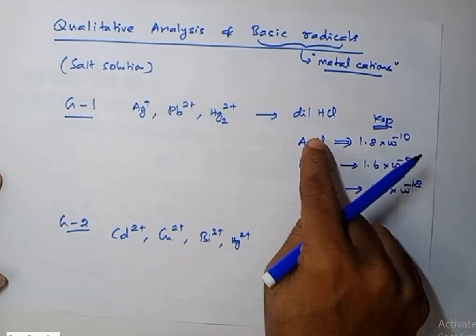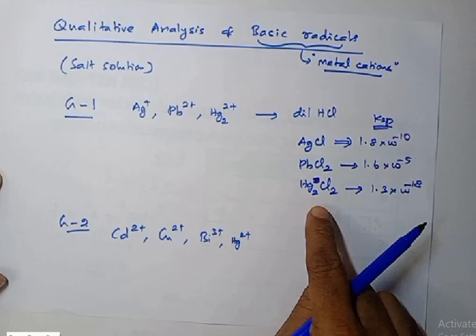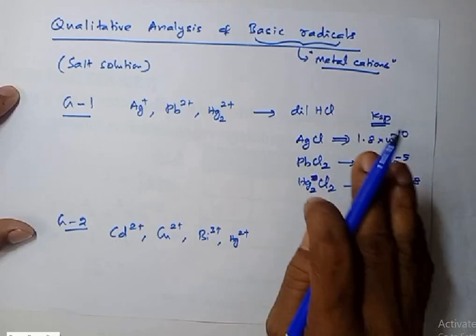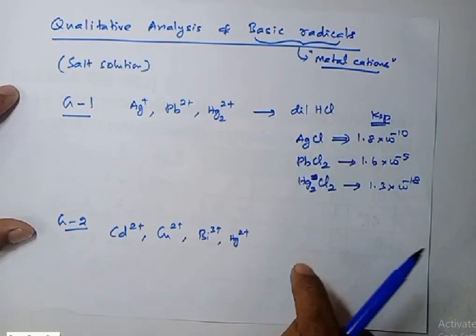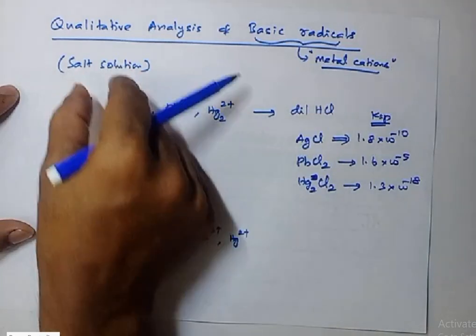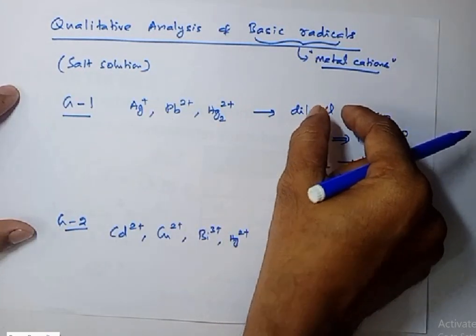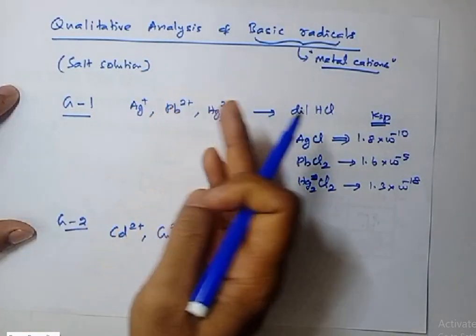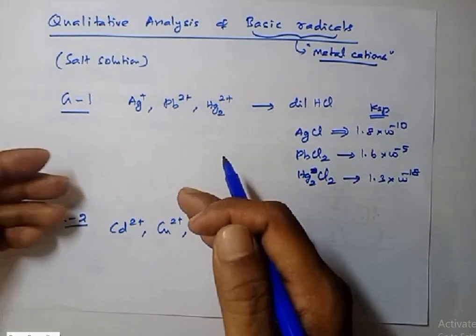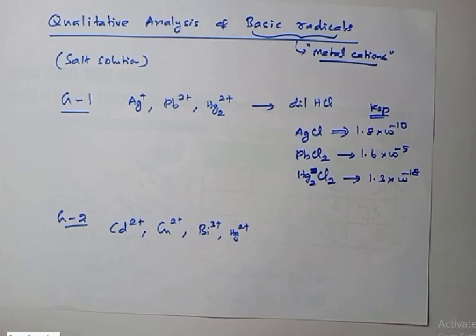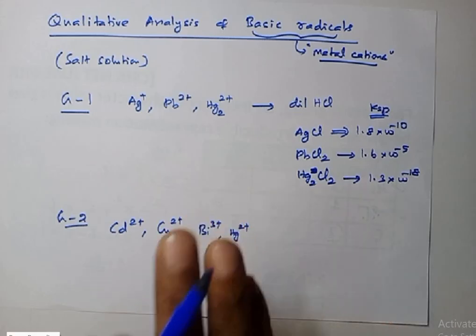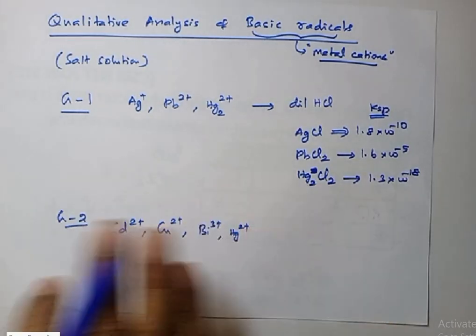Since the solubility product values of these chlorides are very low, these chlorides get precipitated when we add dilute HCl. The ion product, the concentration of silver ion in the salt solution and the concentration of chloride ion from dilute HCl, will exceed the solubility product, so that these get precipitated. Whereas for the chlorides of other metal ions, other groups, the solubility product value is very, very high, so their chlorides remain in solution and never form any precipitate.